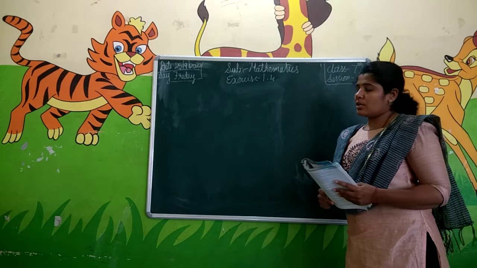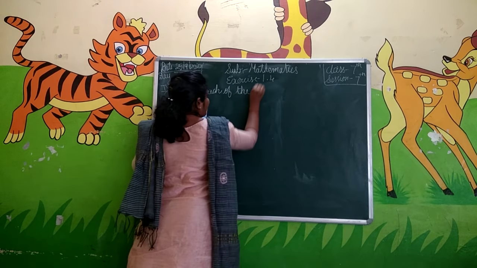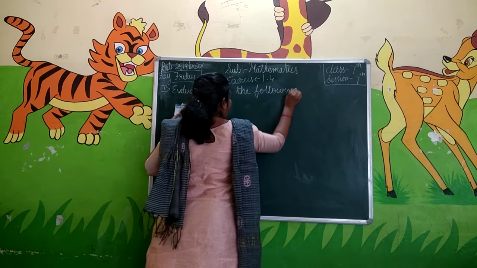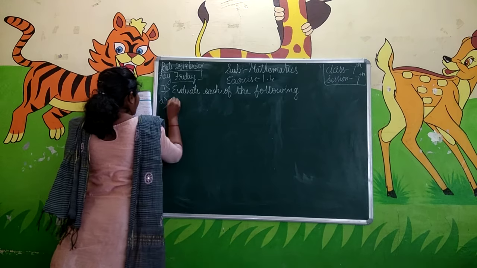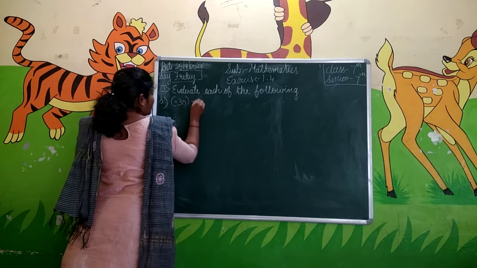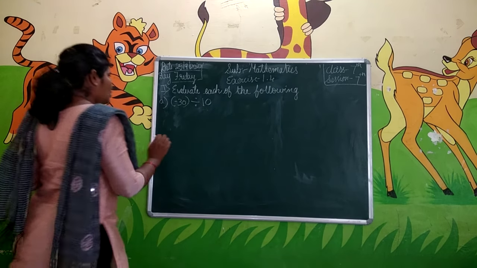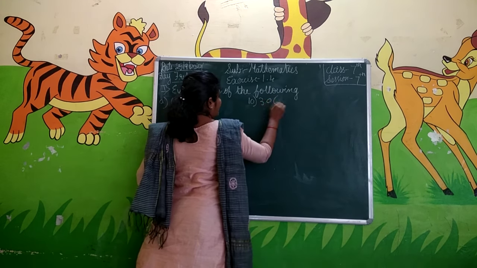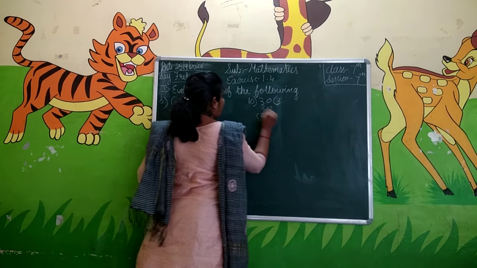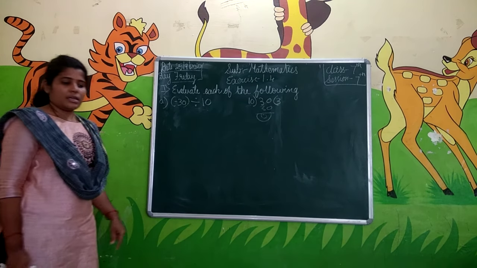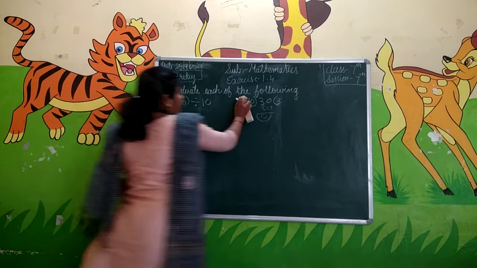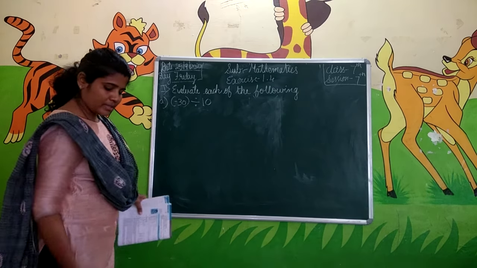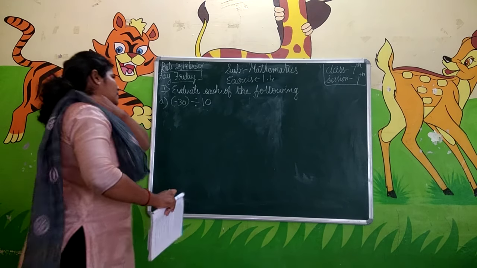In the first Roman number, evaluate each of the following. The first one, A: minus 30 divided by 10. If the question is 30 divided by 10, you can do it very easily: 10 threes are 30. But here they have given minus 30, so how should we do this division? In the same way, but we have to use the minus 30 there.